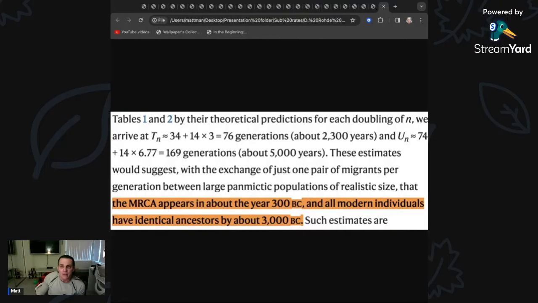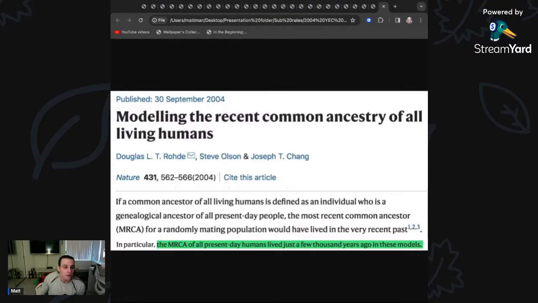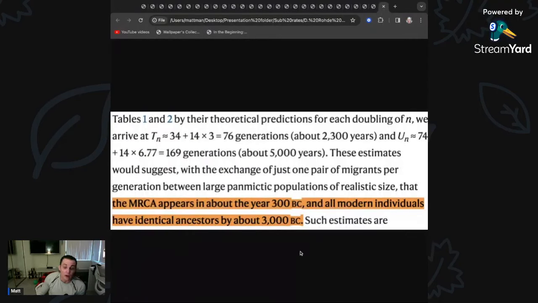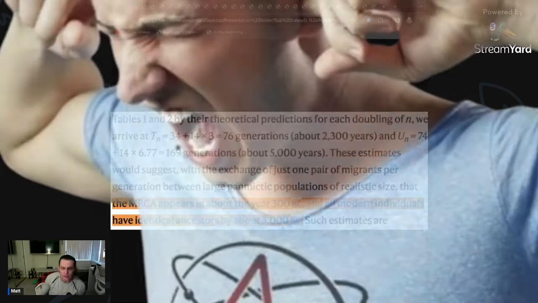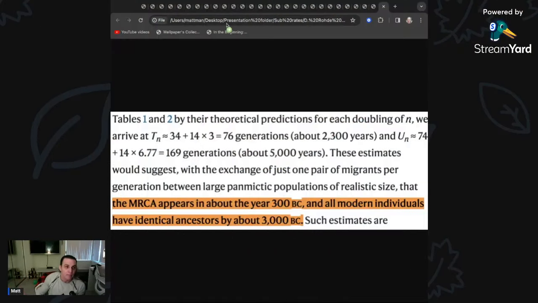So that study that I had just showed you, I believe it was this one. Yes, the simulation. This was their result on their time frame of that. And you'll see that the most recent common ancestor was about 300 BC, and all modern human beings 3000 BC. Oh my goodness, look at that. What a shocker. What else do we have?